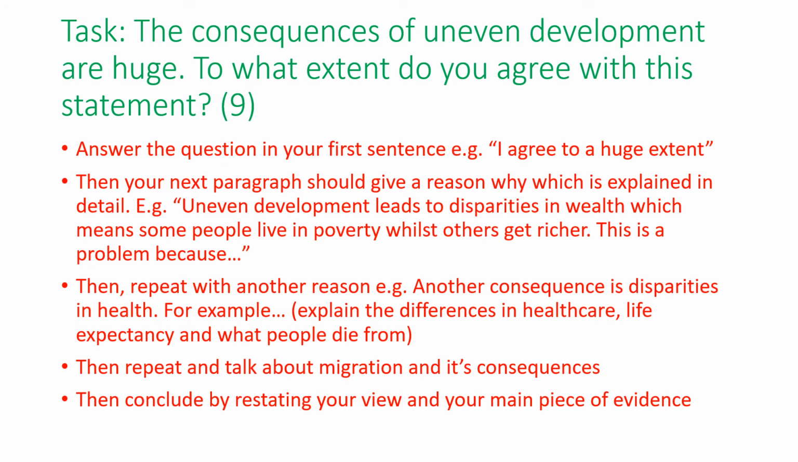You decide. Your next paragraph should then give a reason why you agree to that extent, and you should develop and explain it. I've given you a starting sentence, should you like. Then you need to repeat with another point. So let's just say you did about wealth. You might now want to do about health. And then finally, you might want to say something about migration. Now, with migration, yes, there are negative consequences, but there are also some positive consequences. Then you need to do a short conclusion, and your short conclusion must restate your view and your main piece of evidence. You must have a conclusion if you're wanting to get 7 or above marks on this answer.